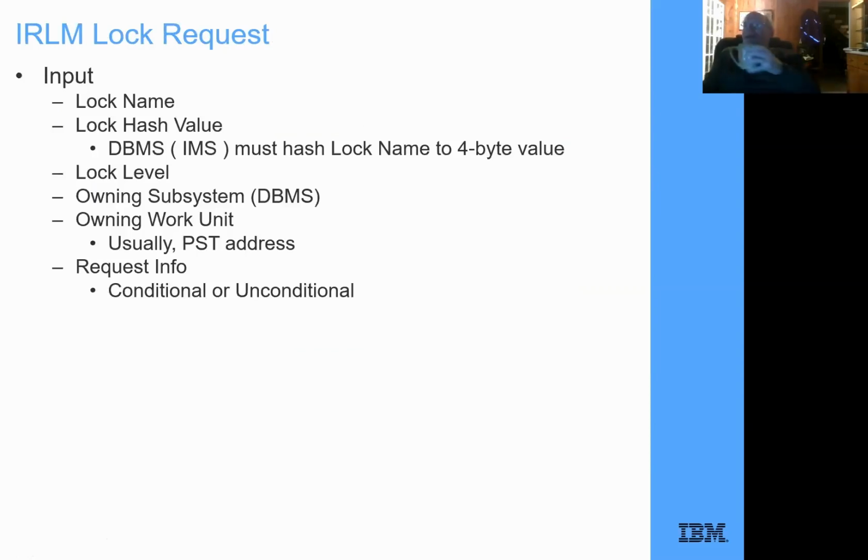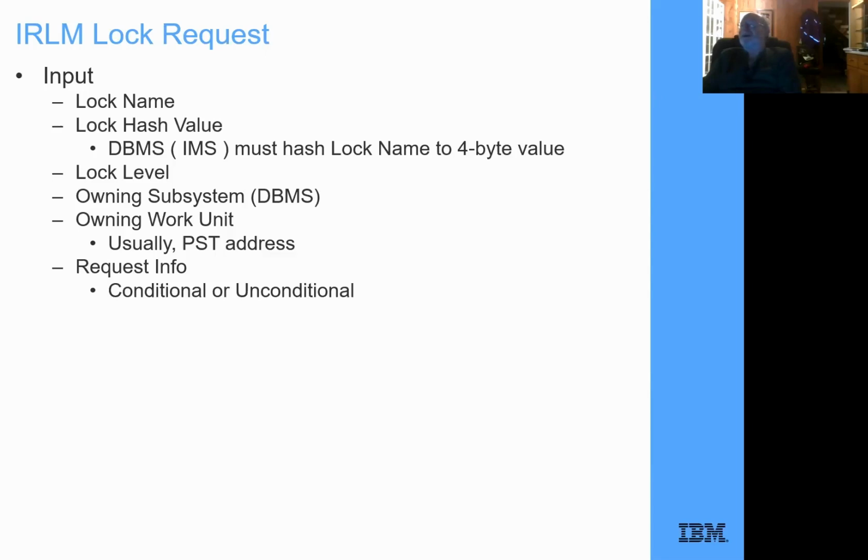So when you make a request to IRLM, you have to pass a little more information than the lock name. You pass the lock name and a lock hash value, and it's the responsibility of the database manager, IMS or DB2, to hash this variable length lock name to a 4-byte value. And you have to pass the lock level, and you pass the owning subsystem, which would be the IMS ID, whatever. And within the subsystem, an owning work unit. Usually for IMS, this is the PST address. The PST represents the dependent region.